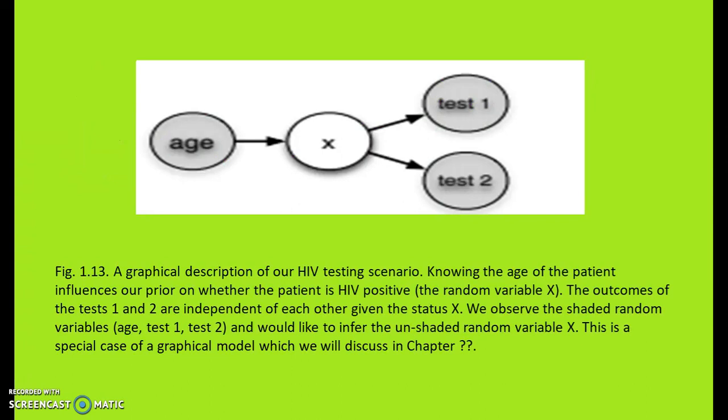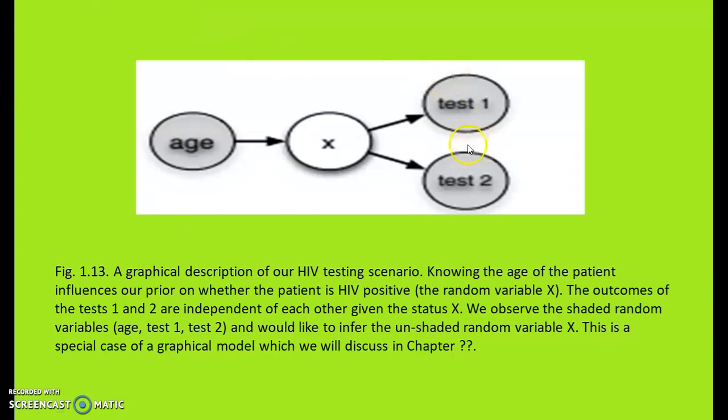Now we'll take a graphical representation. In this, we have a graphical representation of the HIV test scenario. Knowing the age of the patient influences our prior on whether the patient is HIV positive. The outcomes of test 1 and test 2 are independent of each other given the status X. We observe the shaded random variables, for example age, test 1 and test 2, and would like to infer the unshaded random variable X. This is a special case of a graphical model, which we will discuss in the coming chapters.